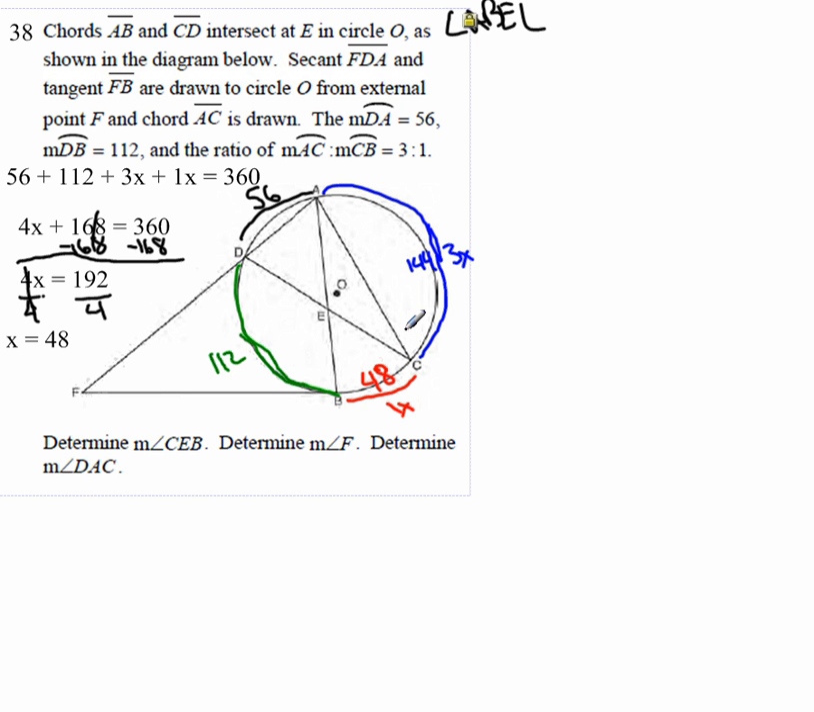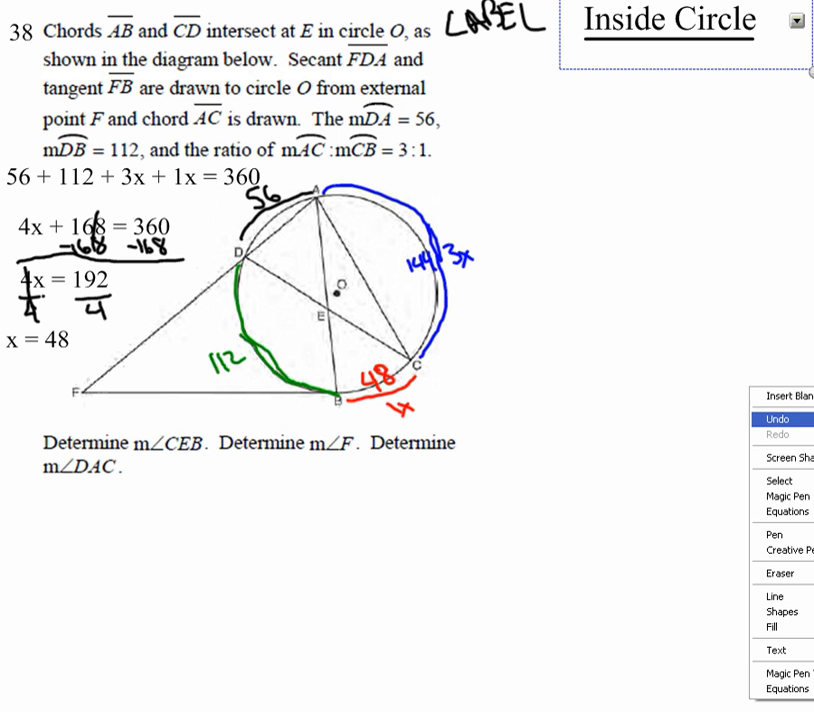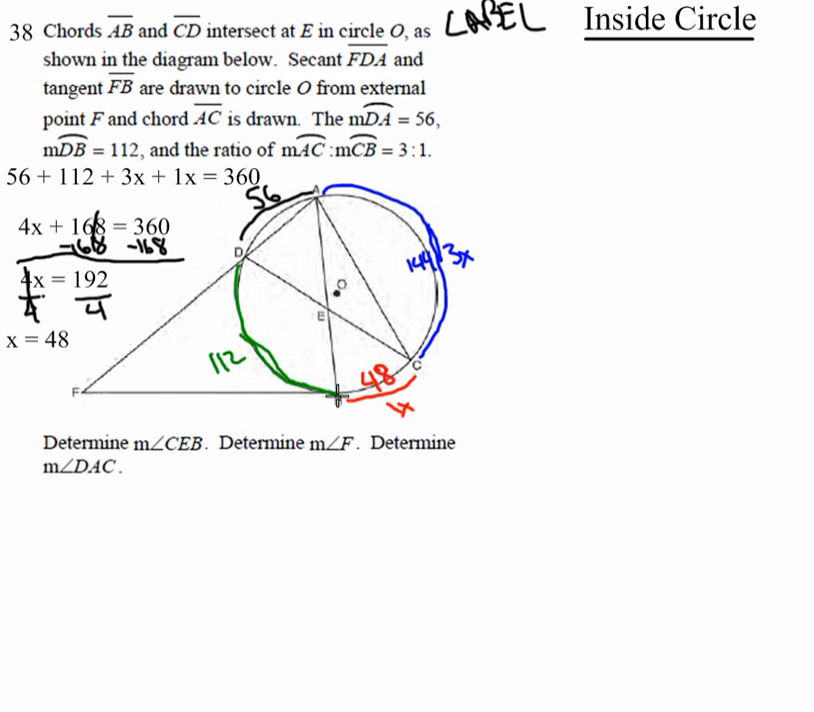Okay, now we got to start to look for some of these angles they're asking us to find. Well, let's go ahead and start with CEB. So angle CEB is an angle inside the circle. Do you see it? Let me highlight that for you in case you don't see it. CEB. It's right over here. It's an angle inside the circle.